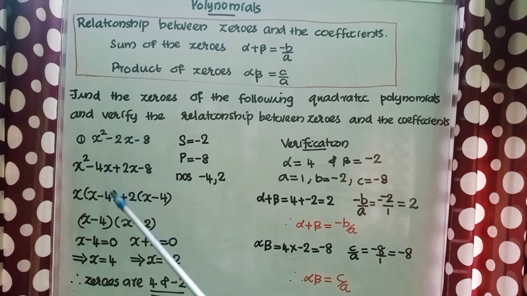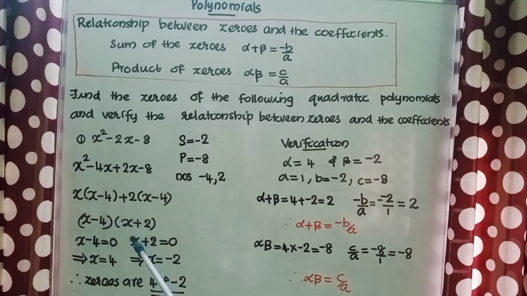So we can write this as x² − 4x + 2x − 8. Now consider the first two terms. From that we take x common, and there remains x − 4 in the bracket. From the last two terms we take 2 outside, and there remains x − 4 in the bracket. Now we can see x − 4 is common for both terms. We take it out, and remaining is x and plus 2. So we get (x − 4)(x + 2).